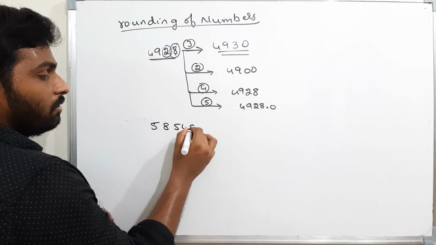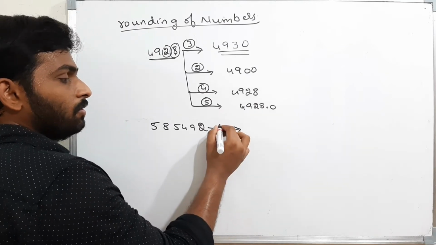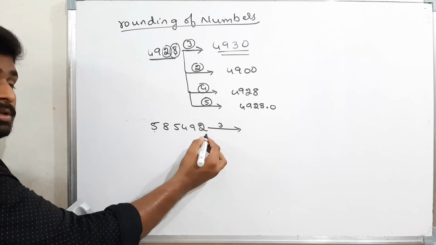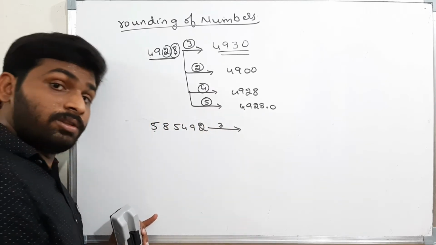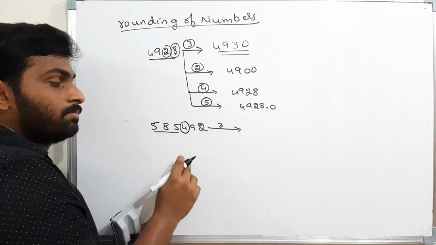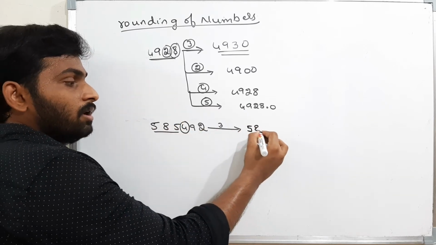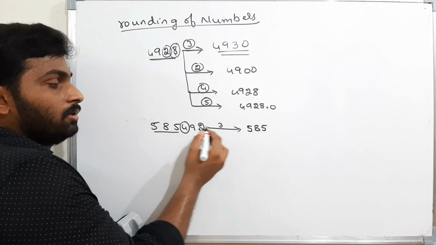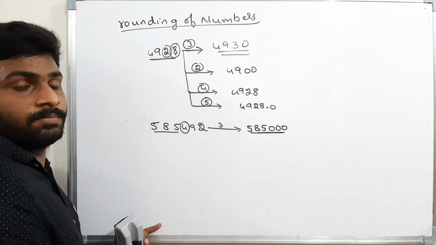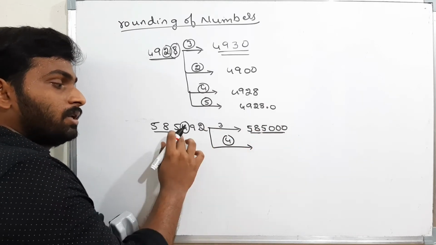585,492. Now they told to round off this number to 3 significant figures. If I want to round off to 3 significant figures, what do I have to see? These are 3 digits. That means I have to round off this 4. 4 is less than 5. If it is less than 5, I have to leave as it is. Therefore, answer is 585,000. How many zeros? 3 zeros. Now, how many significant figures are there? 1, 2, 3. Right side zeros are not counted. Therefore, 3 significant figures.